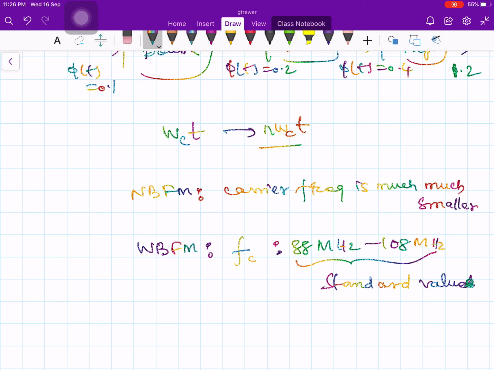So initially, for narrowband FM, start with a lower carrier frequency, because every time you multiply, your carrier frequency becomes larger when you do the frequency multiplication. Because I need a higher carrier frequency after the multiplication. Sometimes I may have to do additional multiplication to make sure that I get the carrier frequency that I want and the modulation index that I want, because they can contradict with each other.